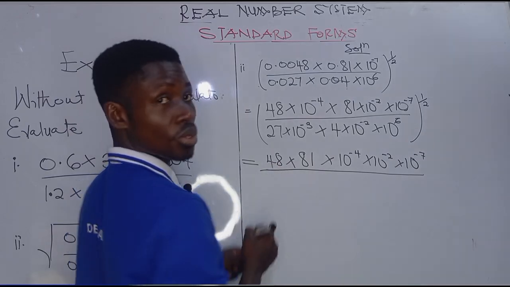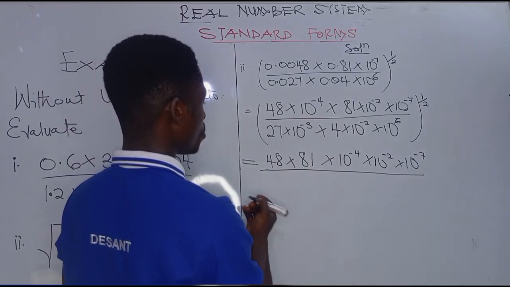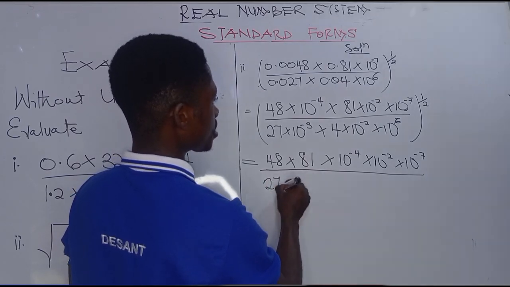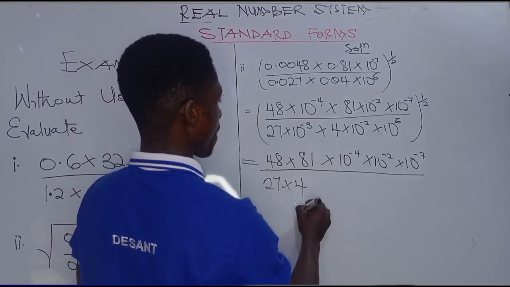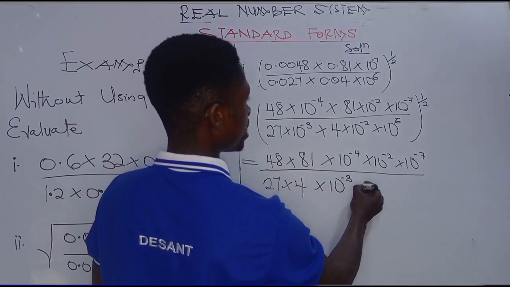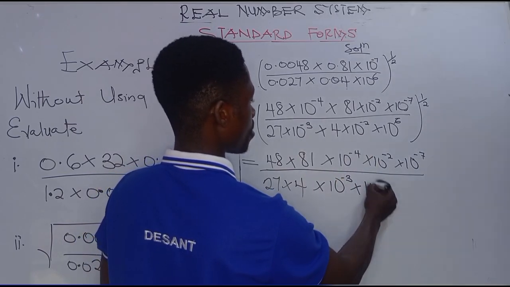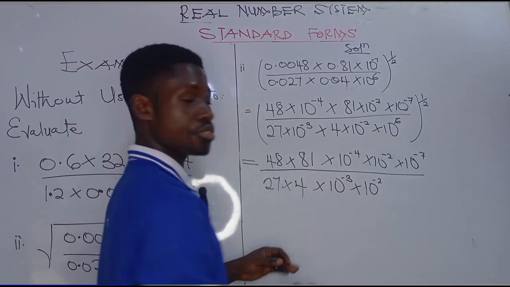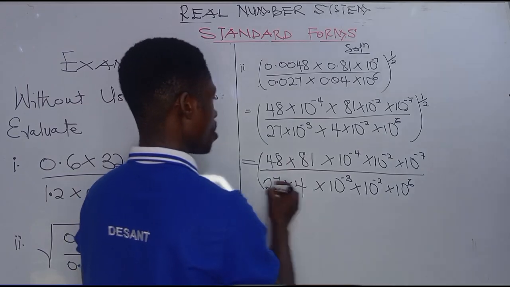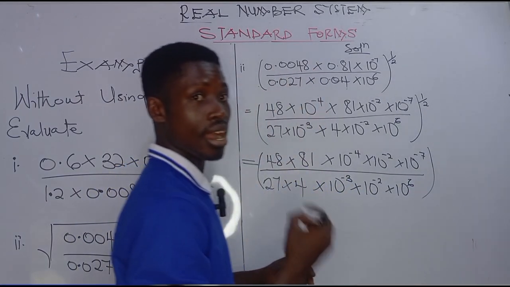Then also group those. We also group the whole numbers together. We have 27 times 4. Then we have times 10 raised to the power negative 3, times 10 raised to the power negative 2, times 10 raised to the power 6. Remember, all of this is raised to the power of half.